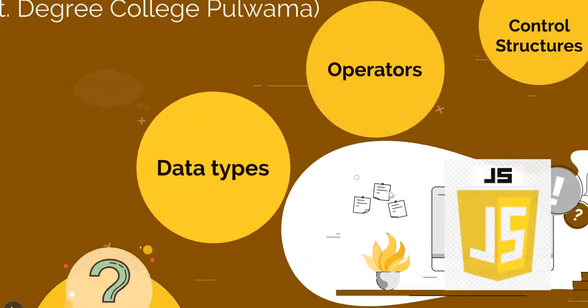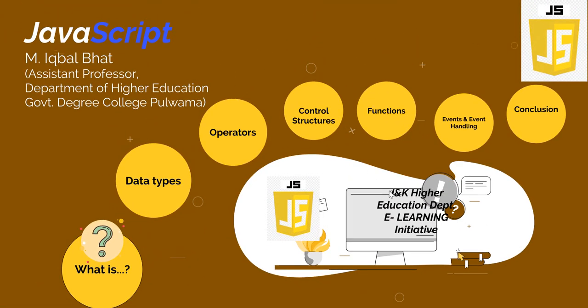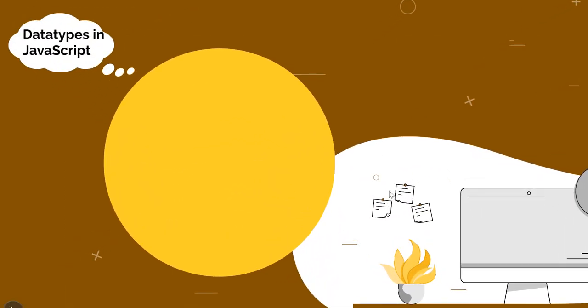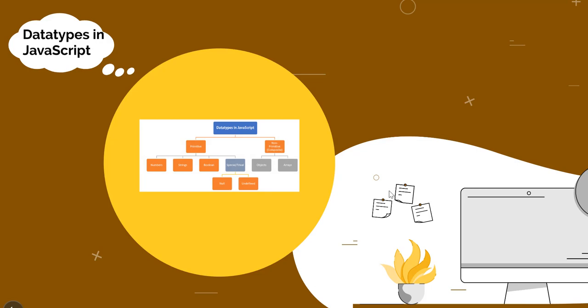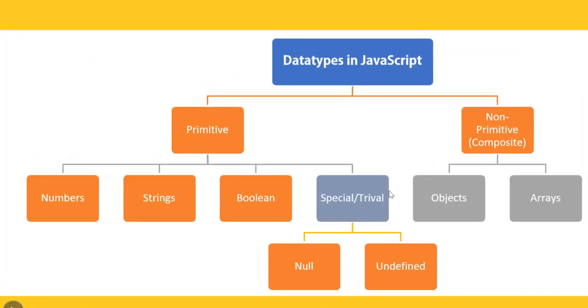Now, let us move towards understanding the basic constructs available in JavaScript. So first one is data types. What are the different kinds of data types available in JavaScript that you can use while writing JavaScript code? There are two categories of data types available in JavaScript. One category is called primitive data types, and another non-primitive or composite data types.